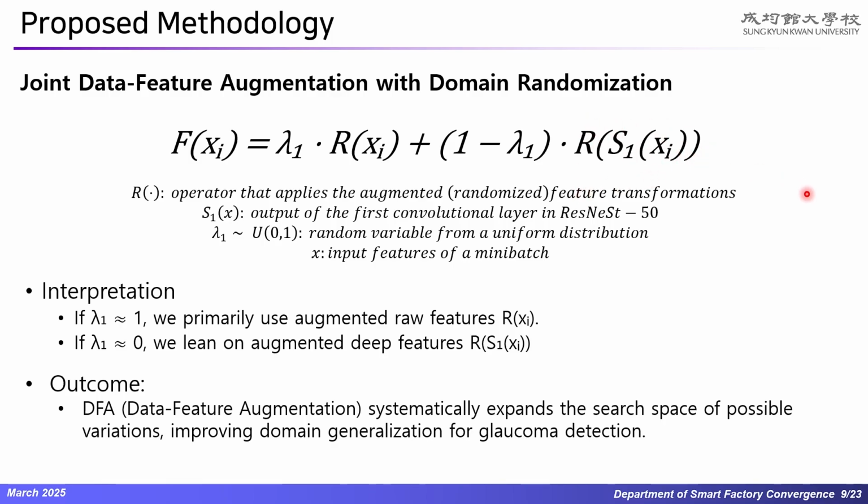This lambda, taken from a uniform distribution, applies random transformations at both data and feature levels, which covers a broad range of styles such as contrast, brightness, color shifts, and so on. And instead of picking only raw data augmentation or only feature level augmentation, this approach smoothly transitions between them based on the random variable lambda. And because the network sees a variety of styles during training, it becomes more domain agnostic, handling unseen data distributions more effectively.